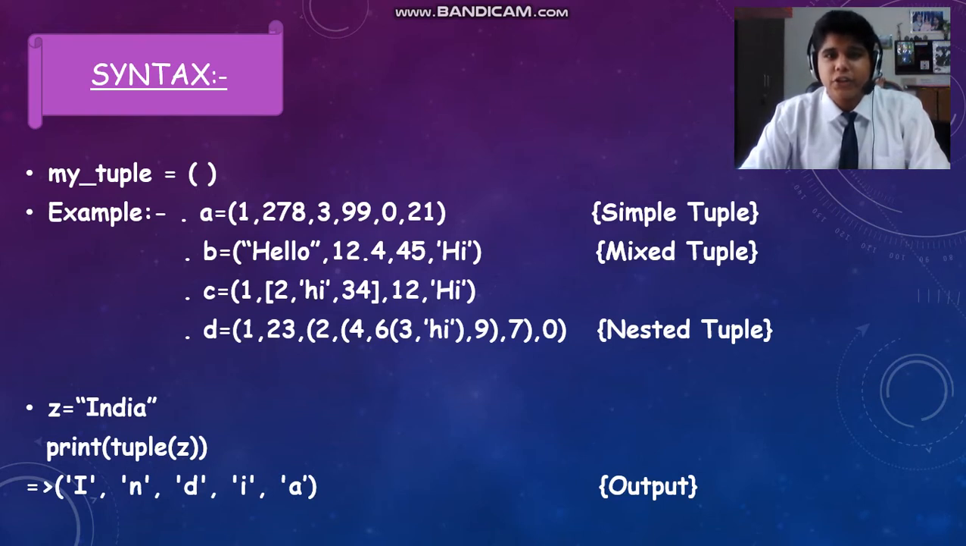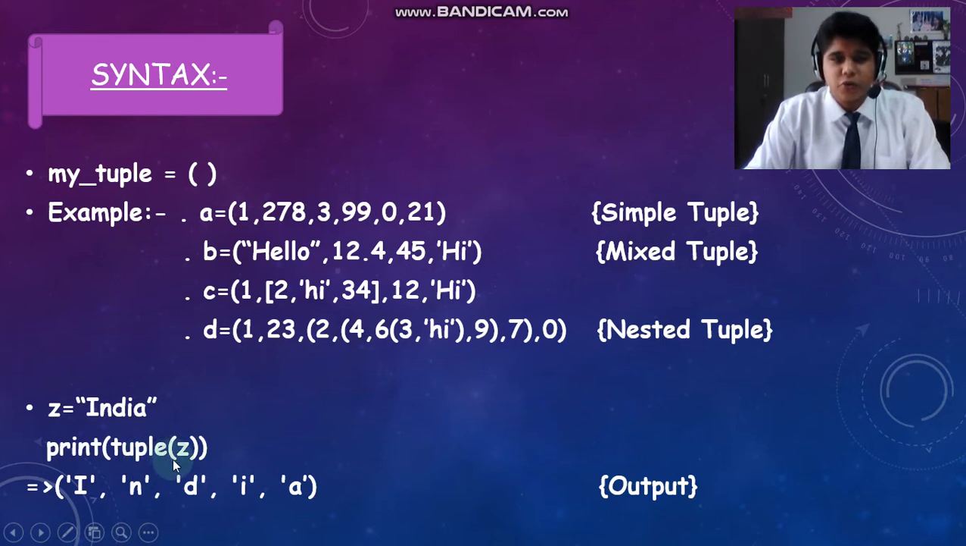Then there is a condition of a tuple inside a tuple. This condition is referred to as nested tuples. So this example D is an example of a nested tuple. Then we have a function here which converts strings and lists etc. into tuples. That is print tuple and the variable name in which that list or string has been stored.